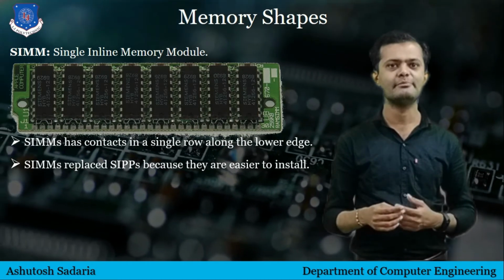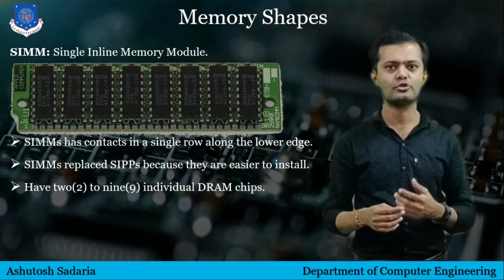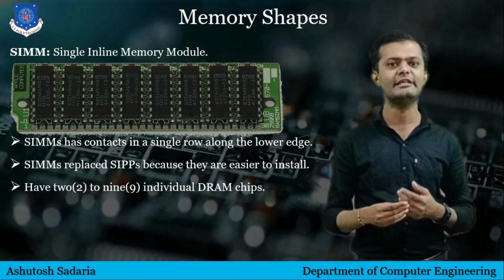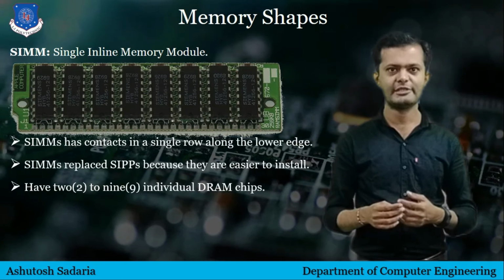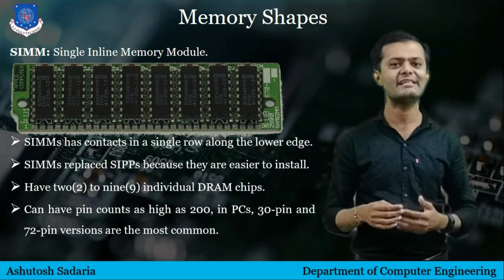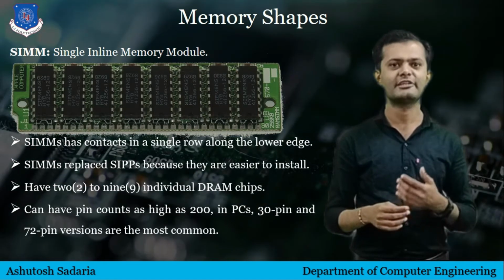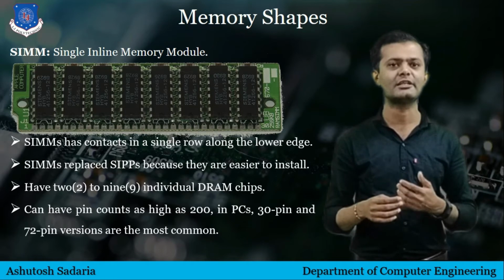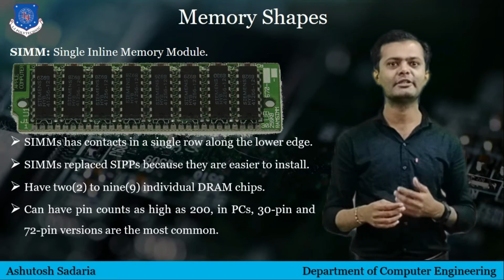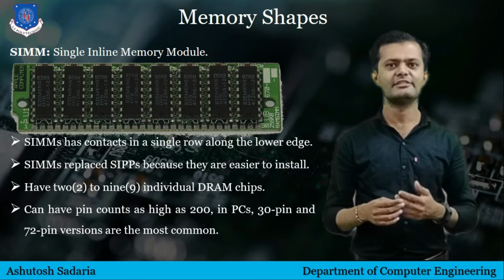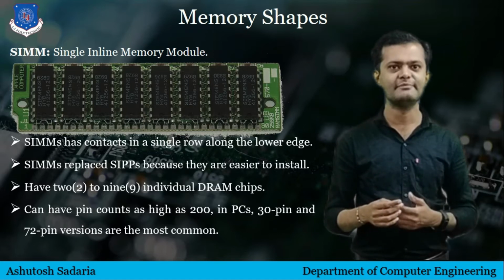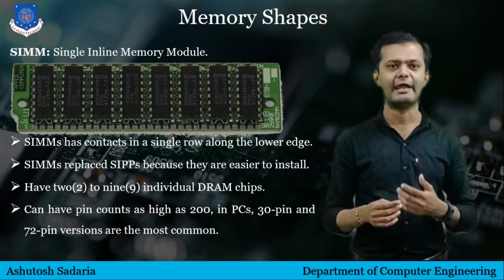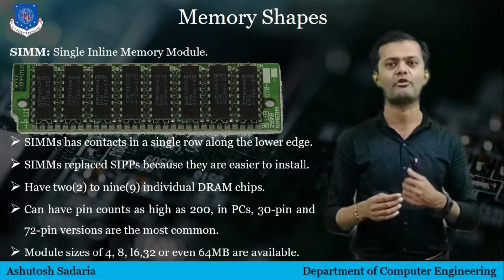A 30-pin SIMM can have as few as 2 or as many as 9 individual DRAM chips mounted on its circuit board. Although SIMM modules can have pin counts as high as 200, in PCs, 30-pin and 72-pin versions are the most common. A typical motherboard of the time offered SIMM sockets capable of taking either single-sided or double-sided SIMMs with module sizes of 4, 8, 16, 32 or even 64 MB.